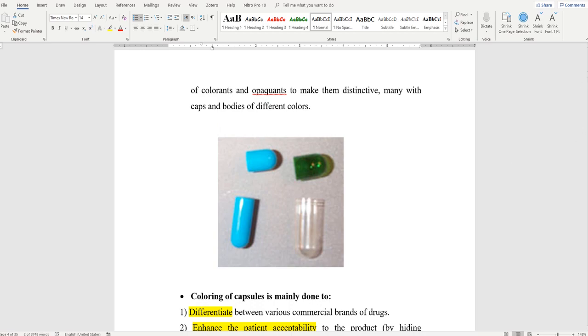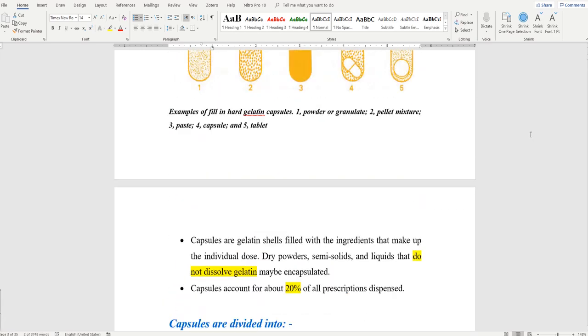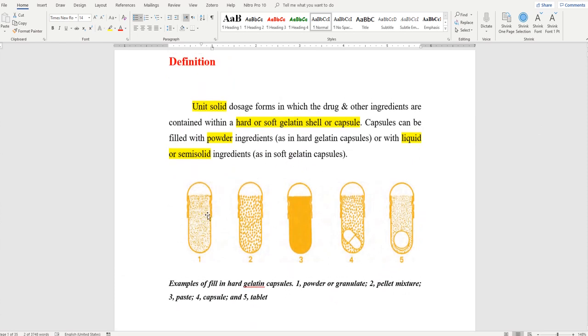Okay, so let's go back and look at the figure here. We have the body, which is longer, and a snugly or tightly fitting cap sliding over the body. So which one has the larger diameter? It's the cap. And this difference in diameter is very important, as you will see later in the filling of capsules. Okay?